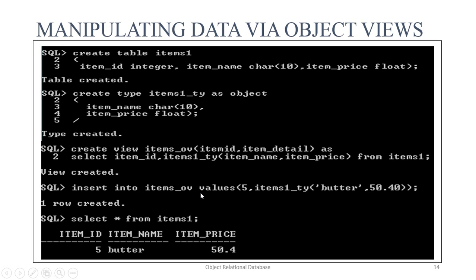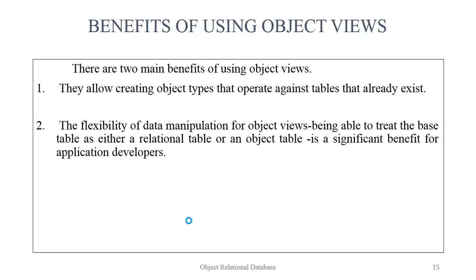So a relational database need not be rebuilt with object types in order to be accessed with the help of a view. That is, relational databases are operated with object relational features through virtual tables called views. There are two main benefits of using object views. First, they allow creating object types that operate against tables that already exist. Second, the flexibility of data manipulation for object views, being able to treat the base table as either a relational table or an object table, is a significant benefit for application developers.